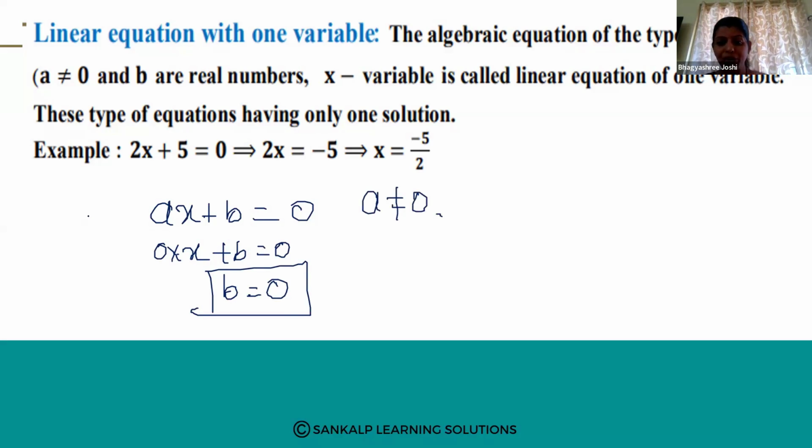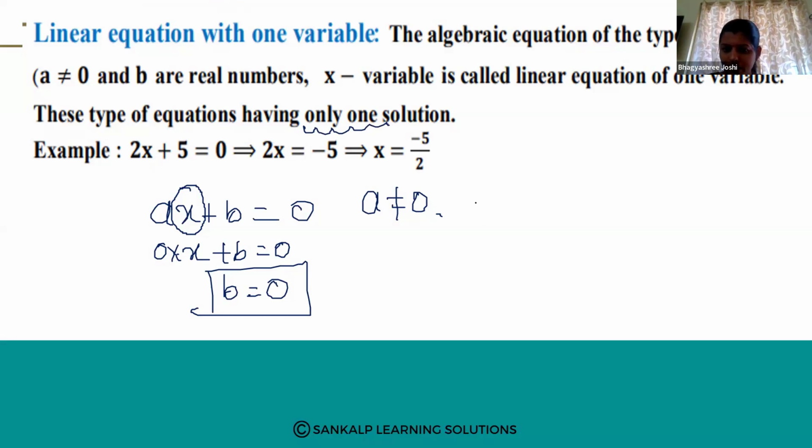Okay. Next, how many variables does it have? It has only one variable, right? So only x, it has only one variable, x is there. So that means we call it a linear equation with one variable. Okay. So this type of equation has only one solution. How many solutions does it have? Only one solution. For example, 2x plus 5 is equal to 0.